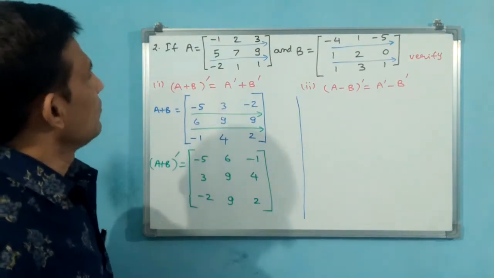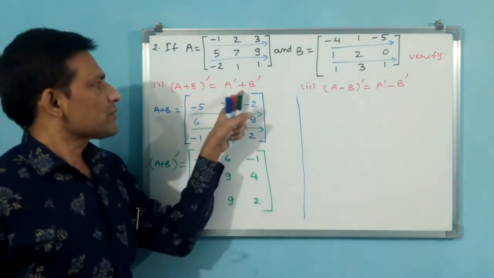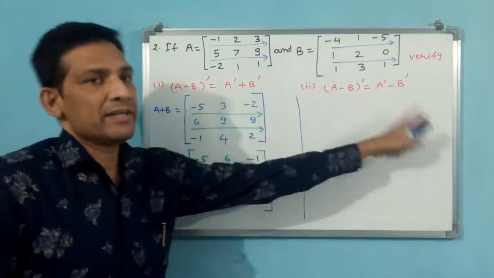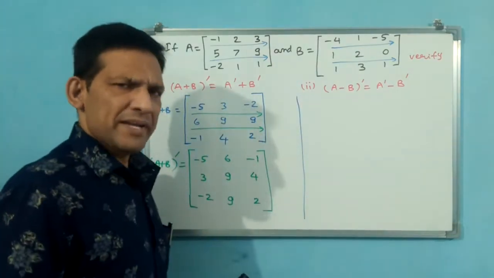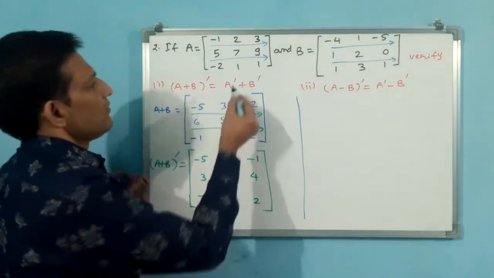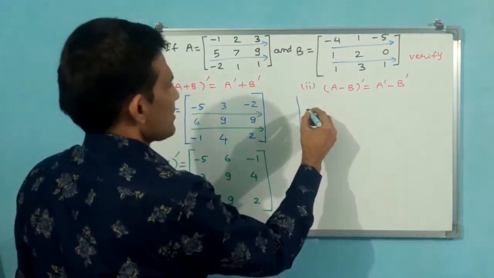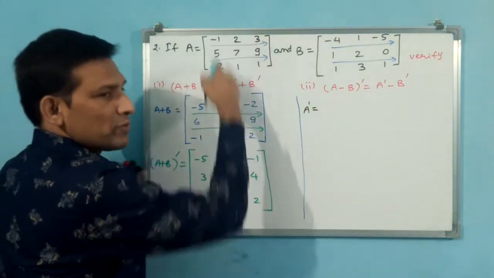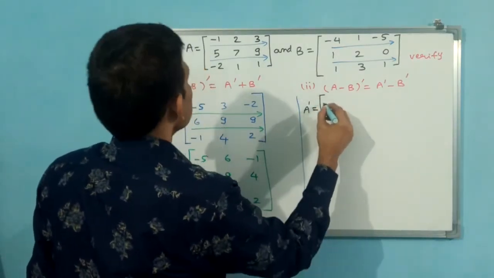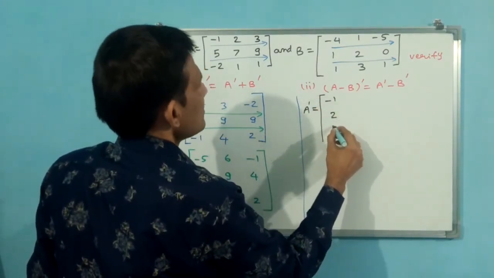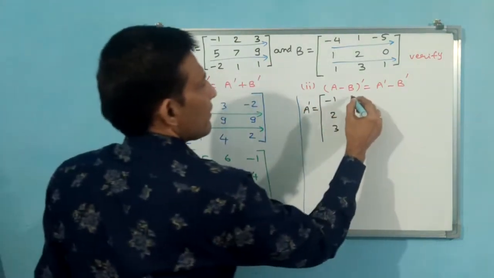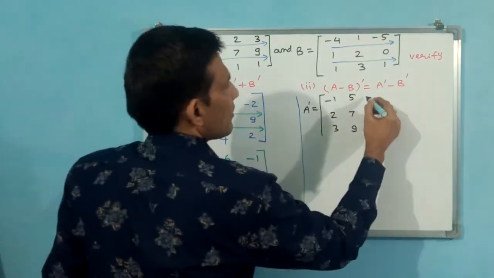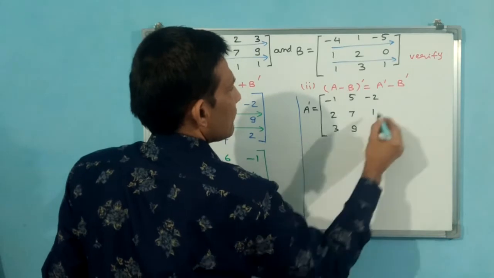Now RHS. Now you see A transpose, B transpose, you have to add, but always you keep this left side first, right side next. Okay. Whether it may be plus, minus or multiplication, that is good practice. Okay. See, A transpose I am making first. A transpose is equal to. You see, this row should become column. Make it column. -1, 2, 3. 5, 7, 9. -2, 1, 1. Okay.